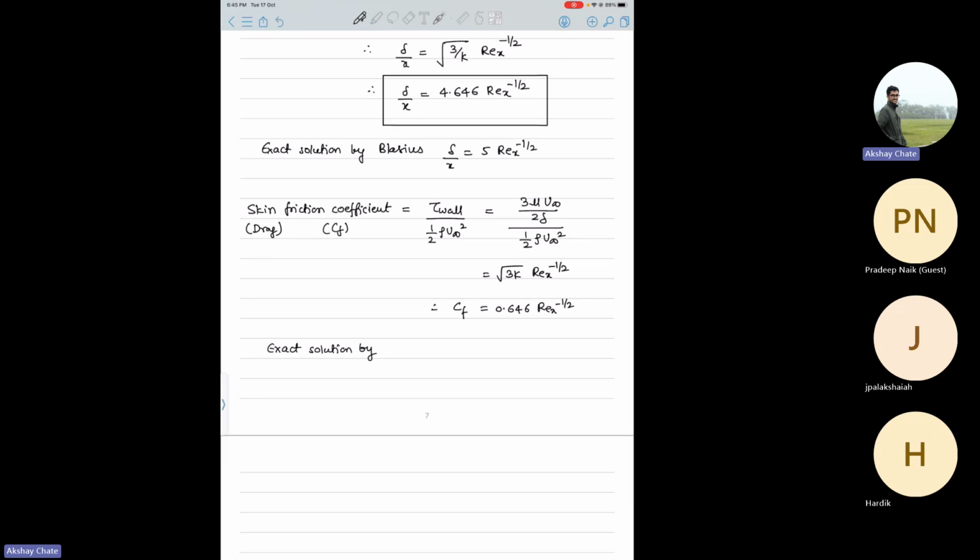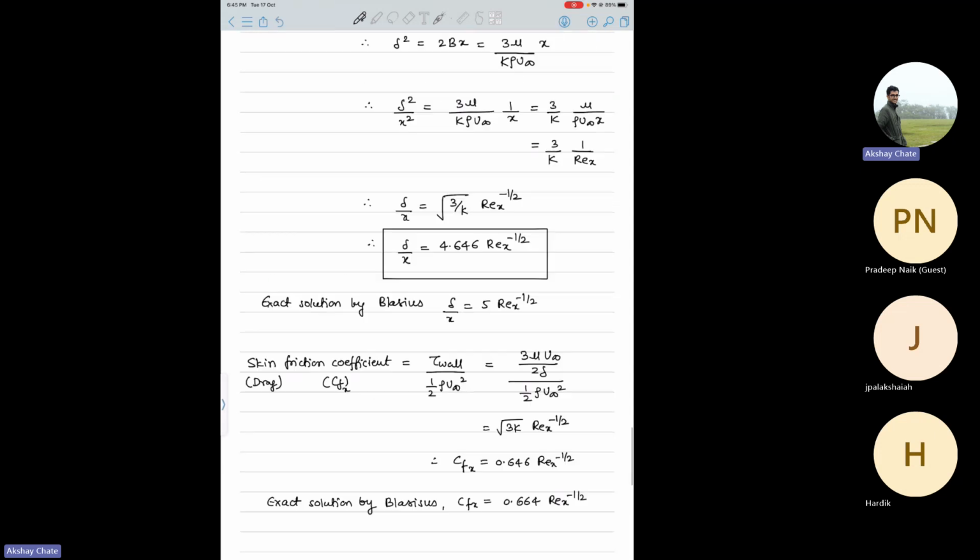Anyway, the exact solution given by Blasius for CF, and this is a local skin friction coefficient, not the overall one. For the overall, you have to integrate over the length. Blasius gave the value as 0.664. So the momentum integral also gives fairly close solutions. That was the point.